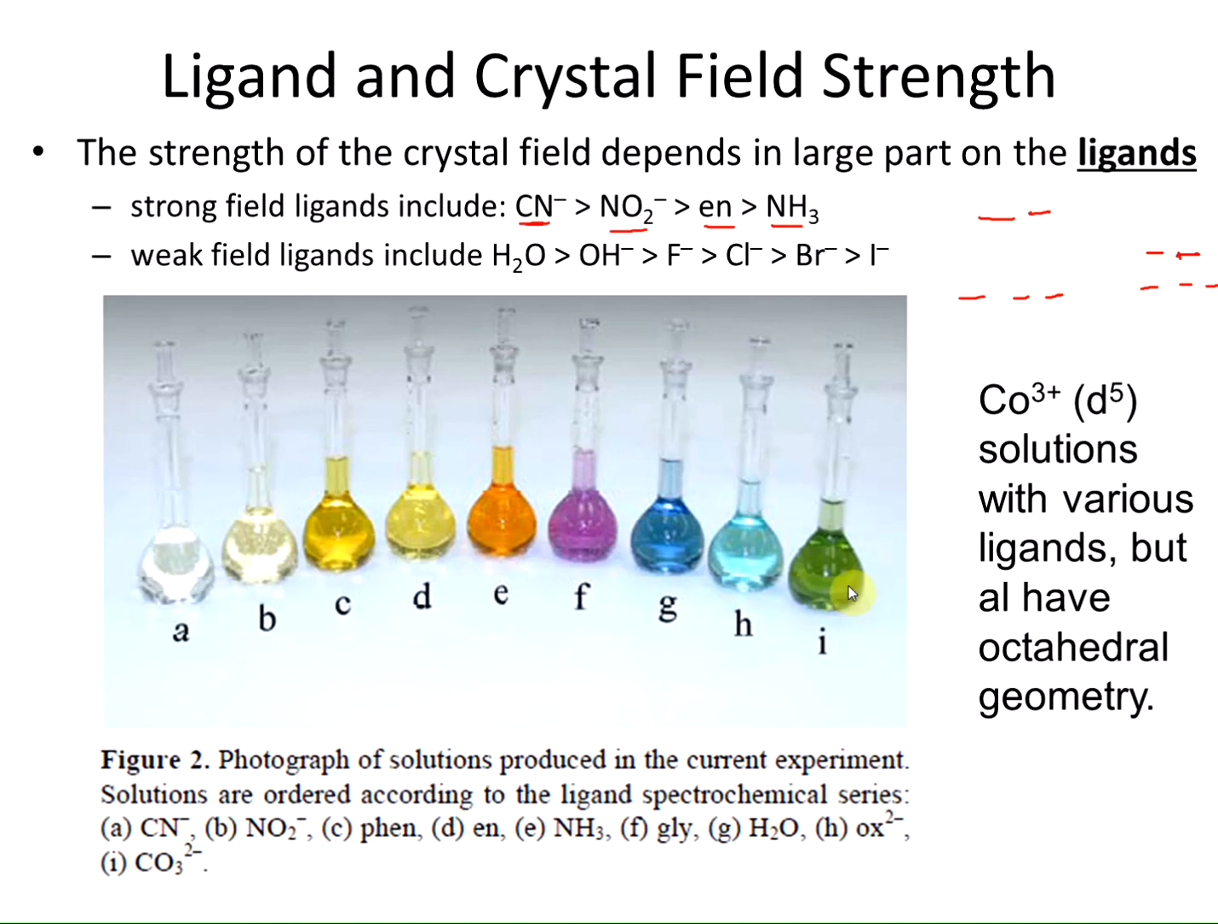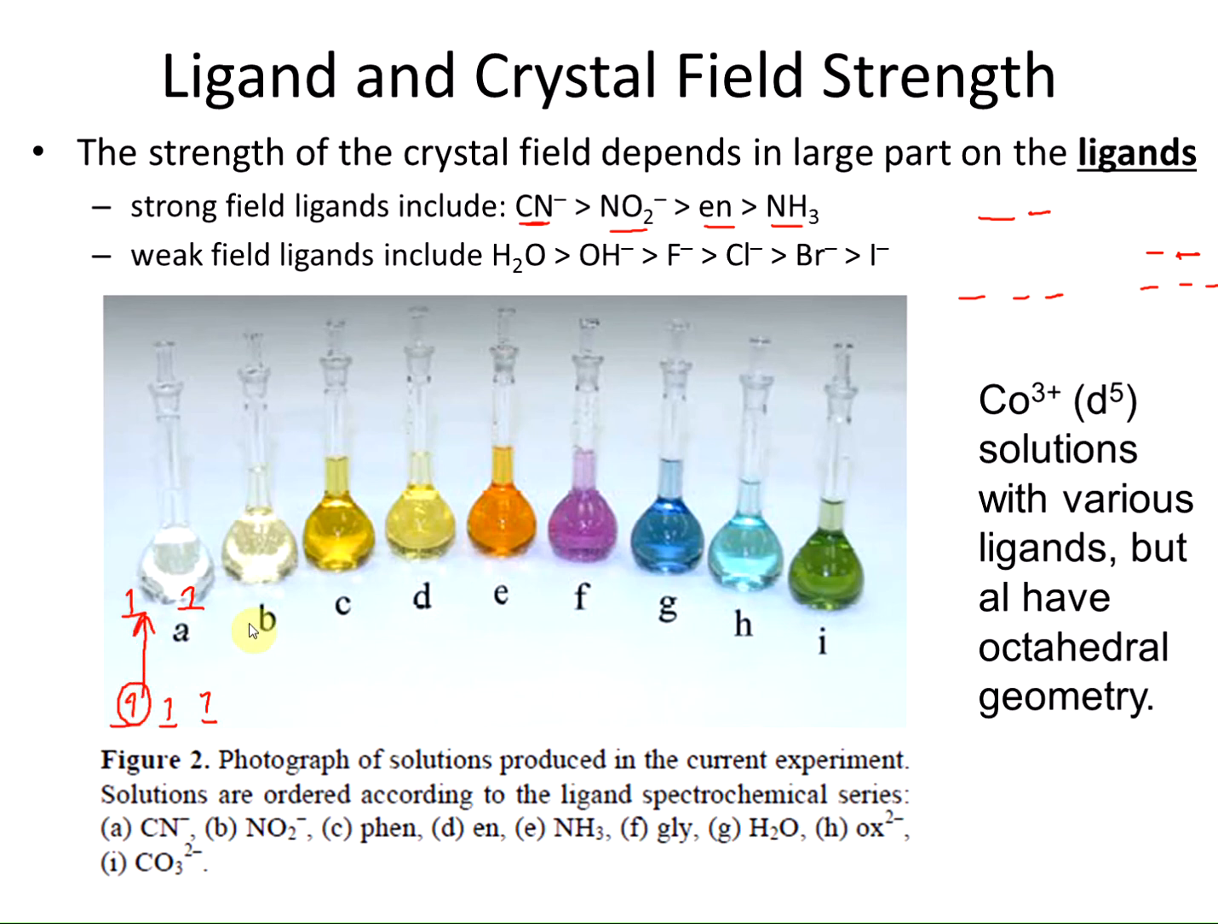So with a cyanide, the splitting is really far apart. So 1, 2, 3, 4, 5. So the splitting is so far apart that the wavelength of light that's actually being absorbed is more in the ultraviolet region. So it's moved out of the visible spectrum. So you have to have a lot of energy to cause one of those electrons to be promoted.